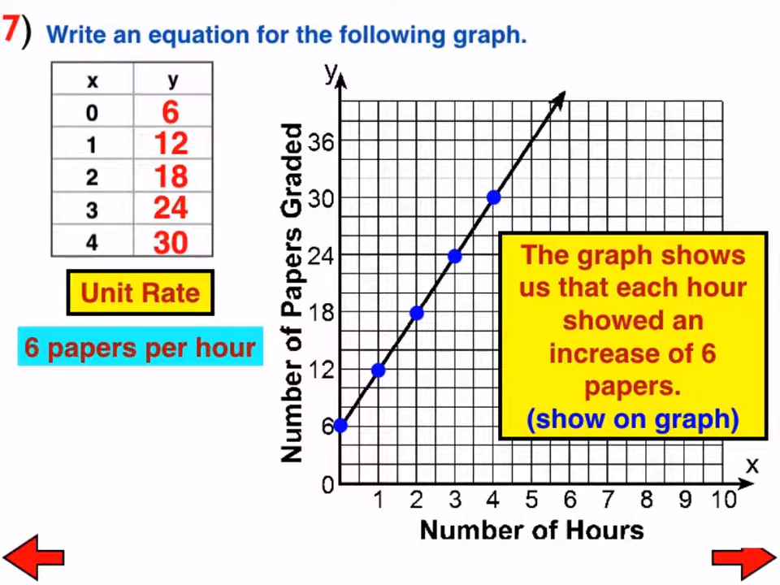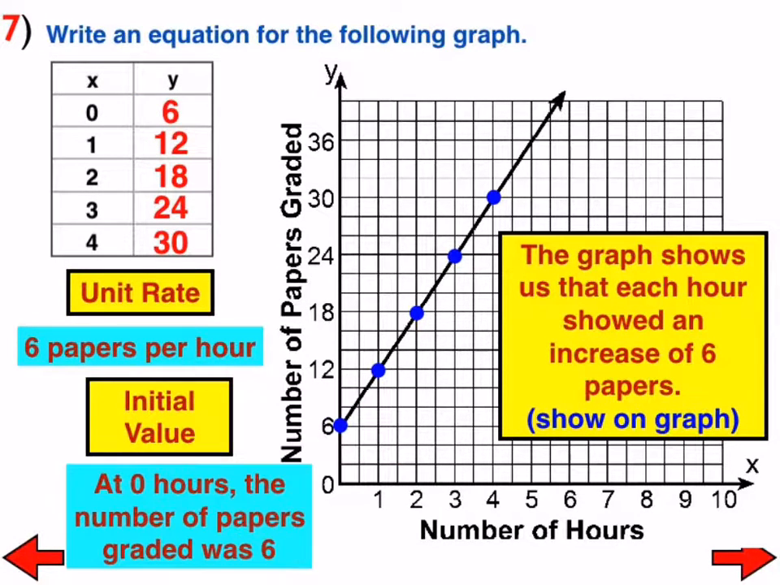Now, once we have the unit rates, all we have to do is either look at the table or look at the graph for the initial value. The initial value is found right here and right there. So that should give us enough information to tell us what the equation is. It is y equals 6x plus 6. Okay? All right, do the same thing for number 8, and then we are finished for today.